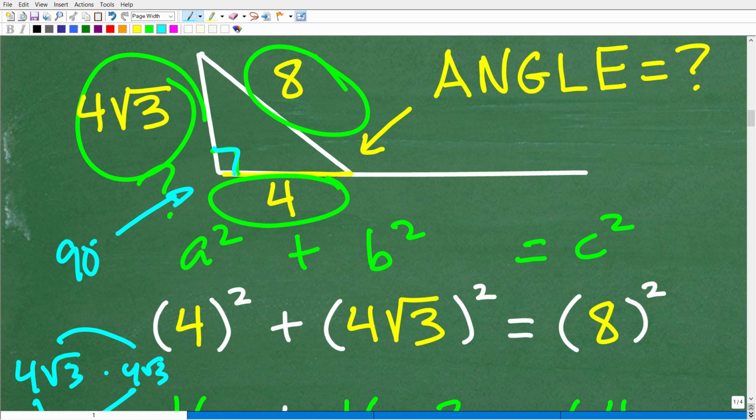That's great, but we still don't know anything about the angles. However, if you know that this is not only a right triangle, but a special right triangle, now we know something about these angles, about 30 degrees, 60 degrees, and that's what we need to know in order to solve for this angle right here.